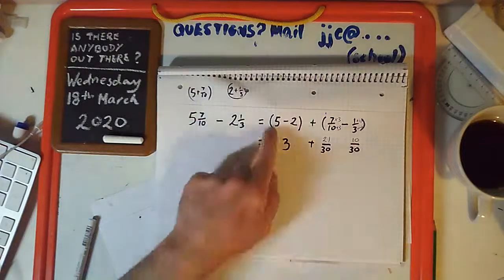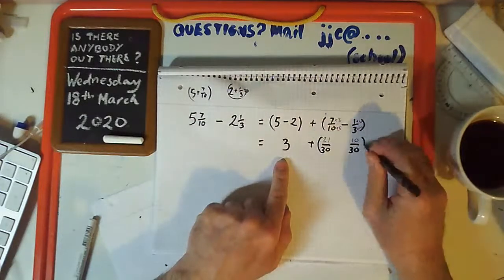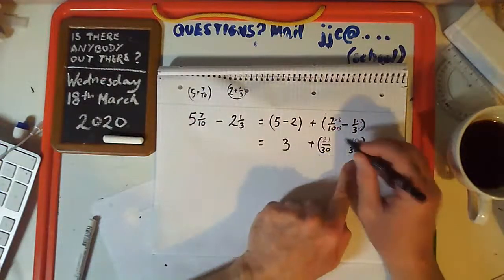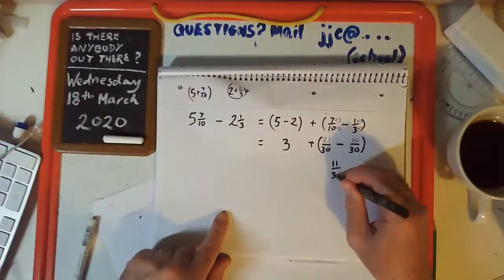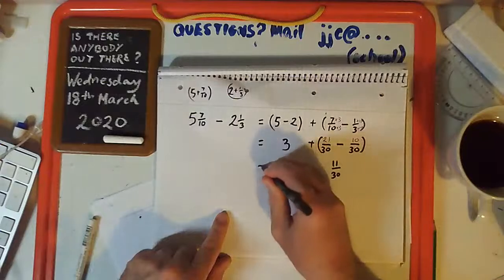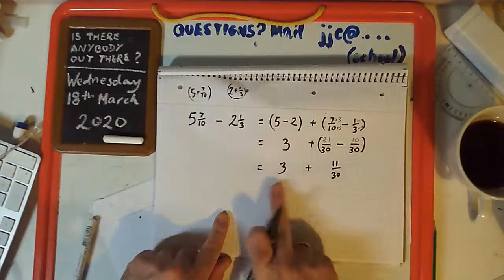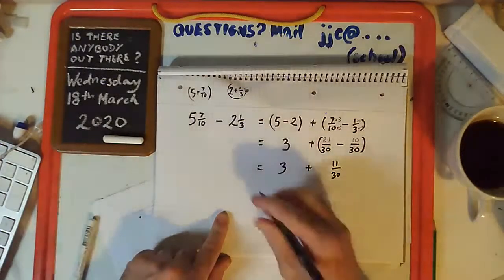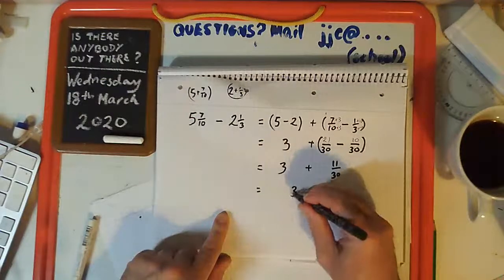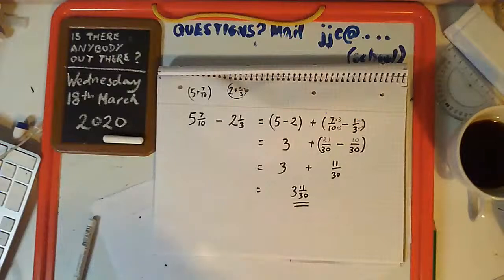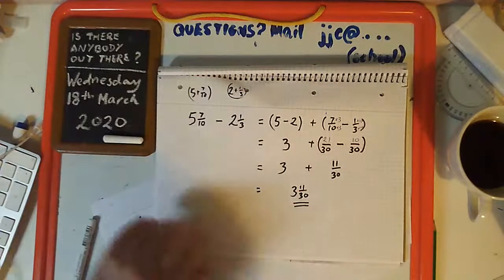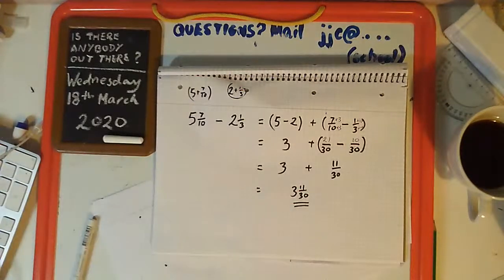So I've got 5 minus 2 is 3, and then 21 out of 30 minus 10 out of 30 makes 11 out of 30. So my final answer is 3 plus 11 over 30 makes 3 and 11/30ths. Final answer doesn't reduce, so that's as far as we're going with that.